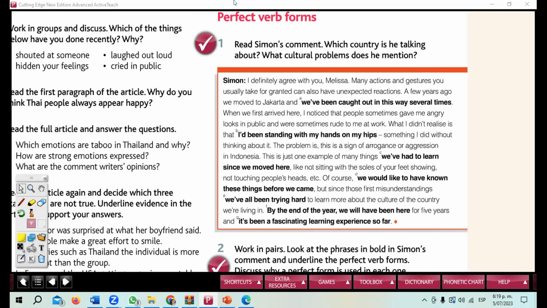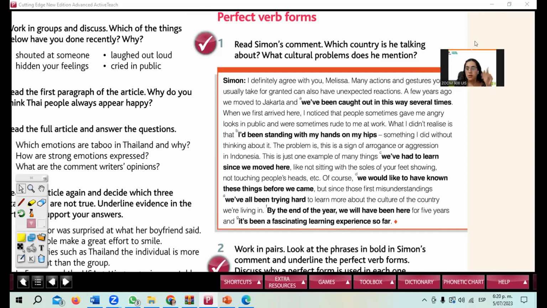misunderstandings, we've all been trying hard to learn more about the culture of the country we are living in. By the end of the year, we will have been here for 5 years and it has been a fascinating learning experience so far. Thank you very much.